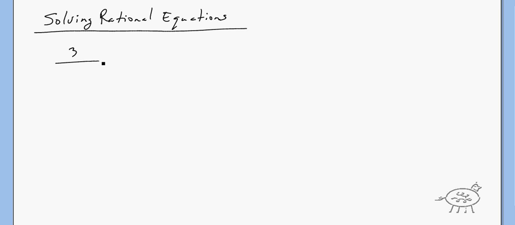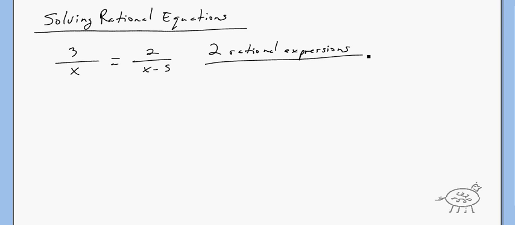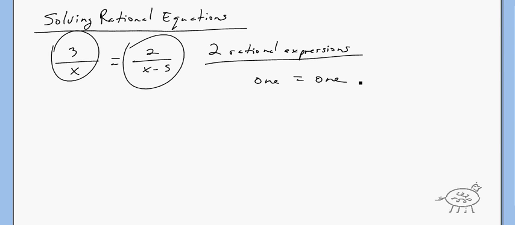So I just have a bunch of examples to give you guys. 3 over x is equal to 2 over x minus 5. Now, one thing I want to point out here is there are two rational expressions. If there are two, and you have one rational expression equal to another, what you're going to do is cross multiply, not cross cancel.